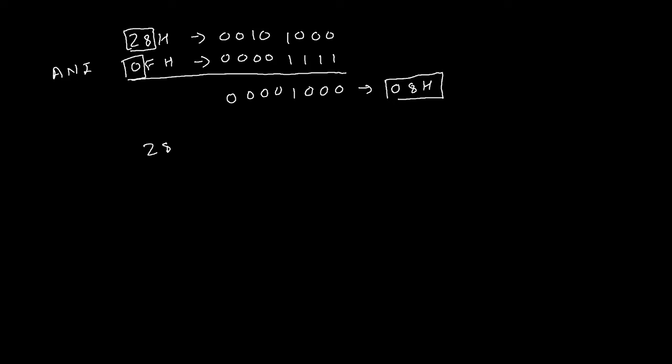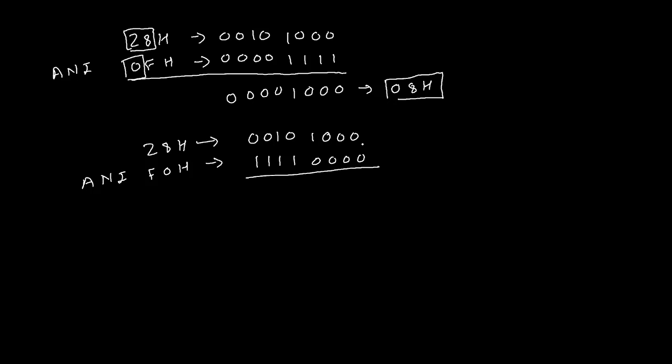Then again we will take 28H and this time we want to mask the 8. That's why we will perform ANI F0H. Whichever nibble you want to mask, just AND it with 0, and the one you keep, AND it with F. So we write 28 as 0010 1000 and F0 as 1111 0000, and we AND these two numbers. The result is 0010 0000. So this number has now become 20H.